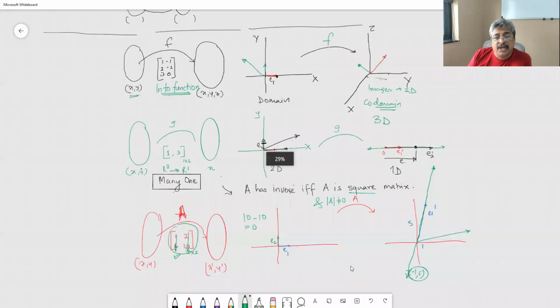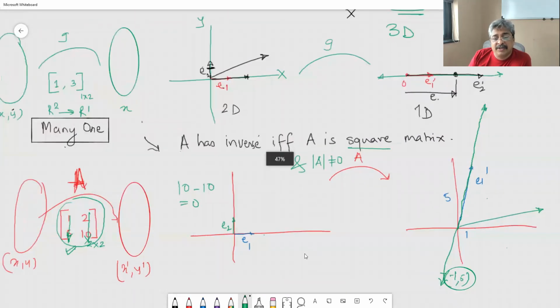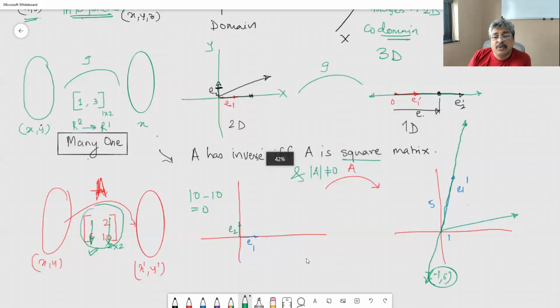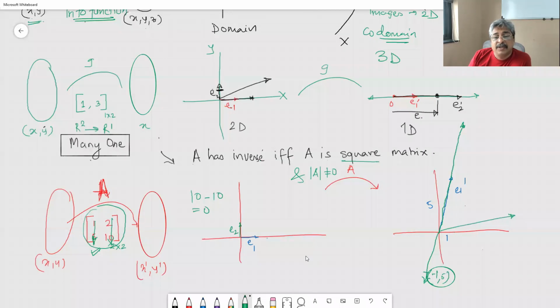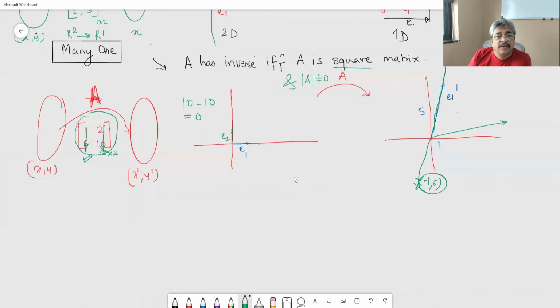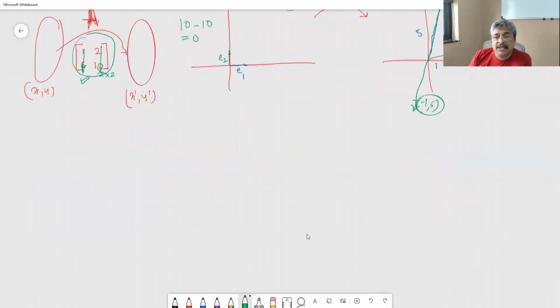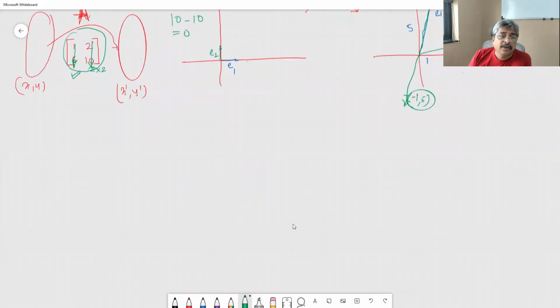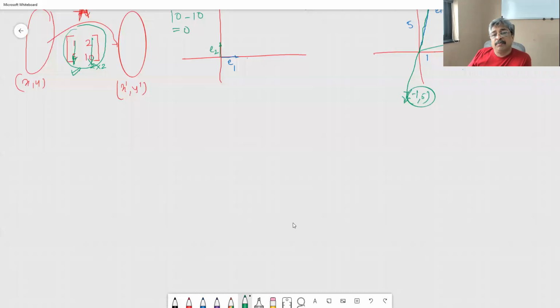and therefore if you want to have an inverse, you must have a square matrix which is non-singular. Singular means the determinant is 0. Okay, so it is good. But then how do we define the inverse of a matrix? Exactly the same as the inverse of a real number.